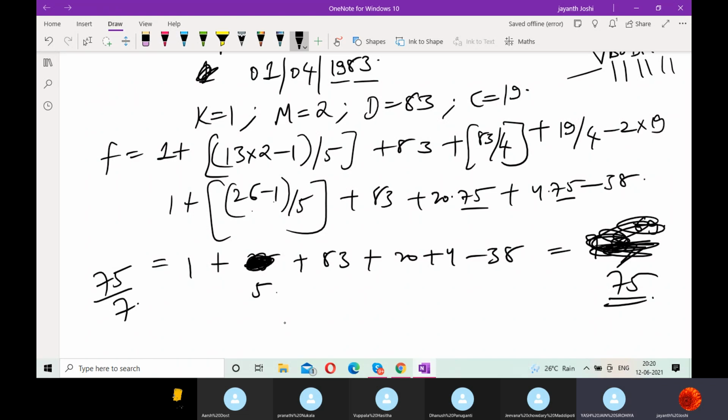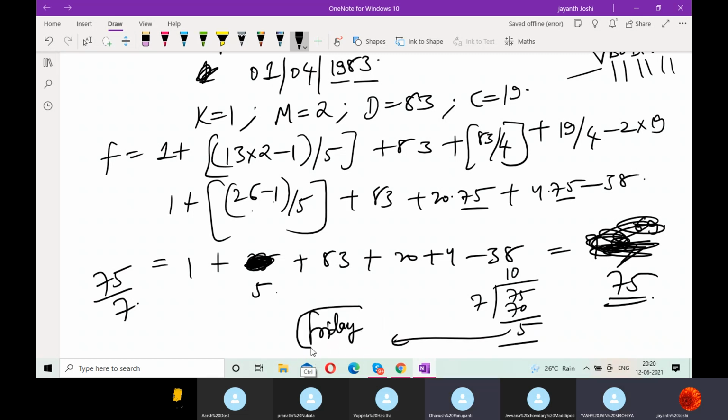No, not 1. 5 will be the remainder, because 10 sevens are 70. So 5 will be the remainder. And whatever remainder you get, that remainder shows what day. Friday. That is the answer.